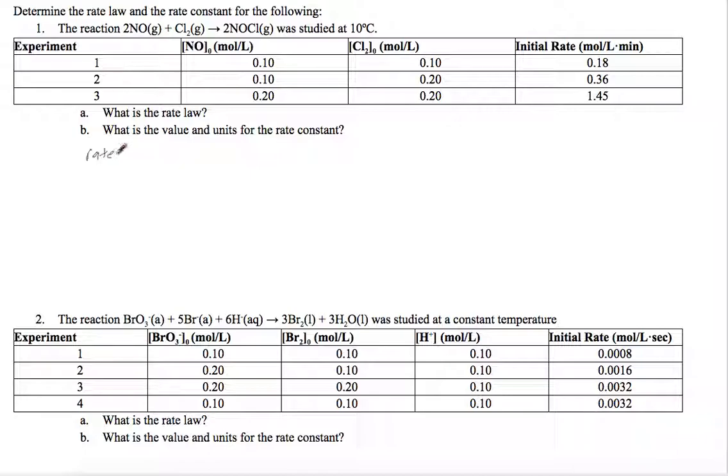It's going to be rate is equal to NO raised to some power, Cl2 raised to another power. Well, let's do it this way. Let's look at trials 1 and 2.